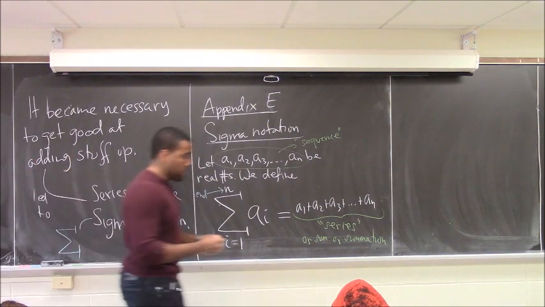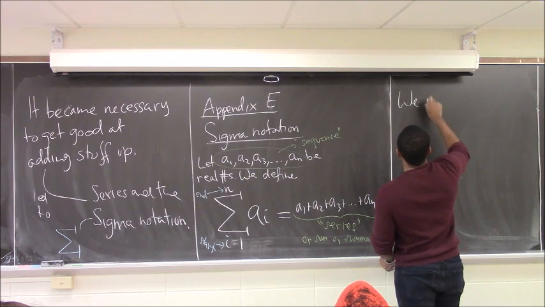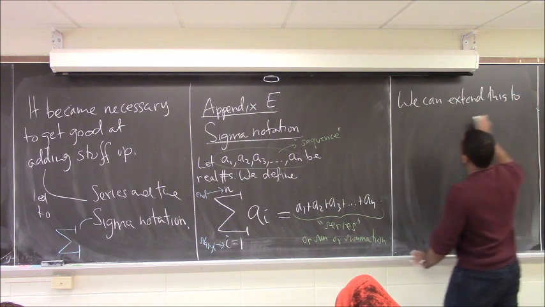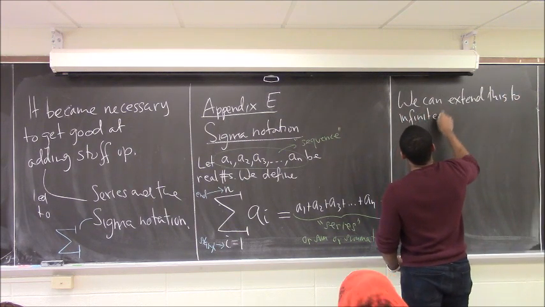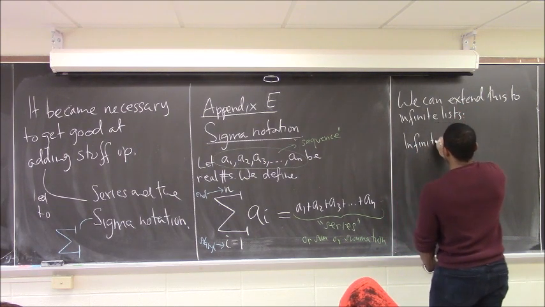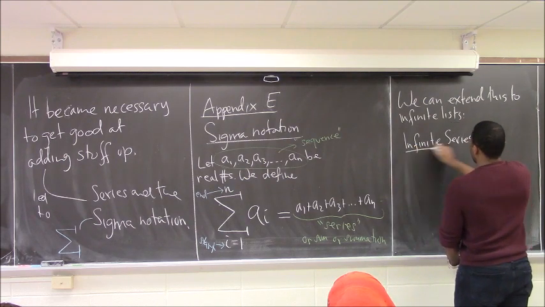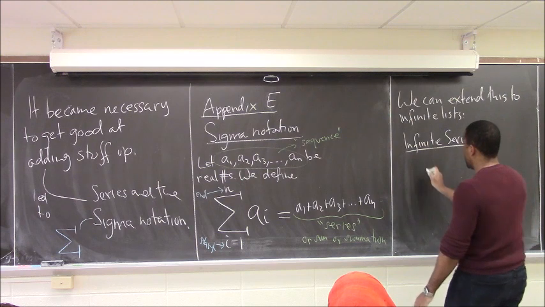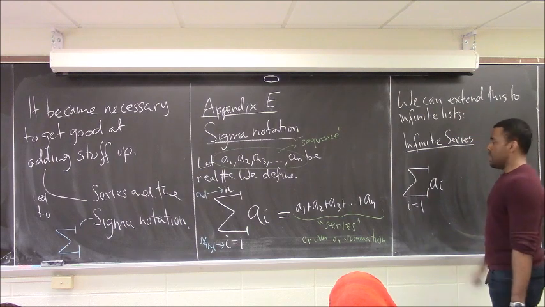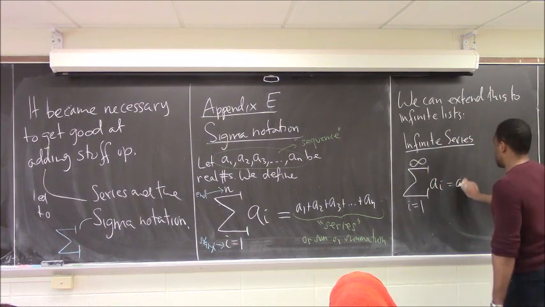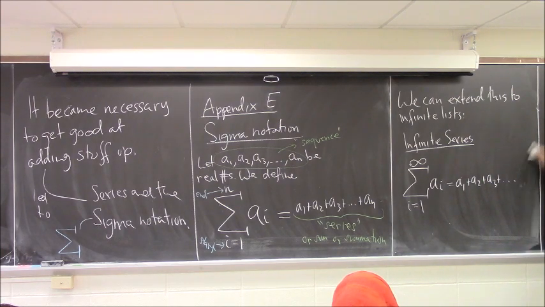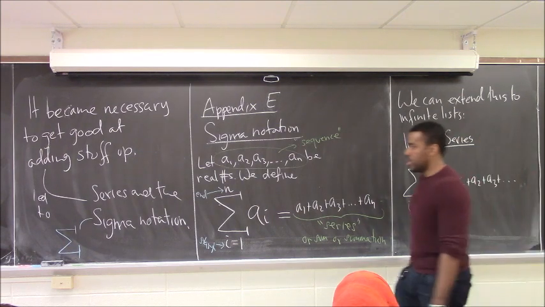Now, one thing that's worth mentioning is we can extend this to infinite lists. So this gives us what we call an infinite series, as opposed to this, which is an example of a finite series. We can talk about adding up an infinite number of things. Let I start from 1 and keep going forever. And so that's just A1 plus A2 plus A3 plus forever. It just keeps going. This is called an infinite series.